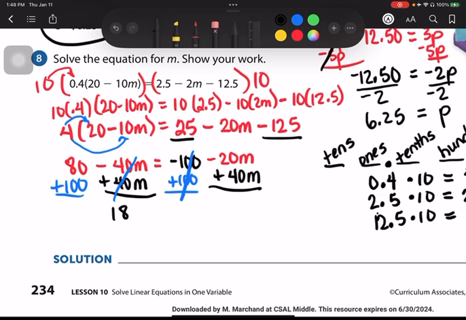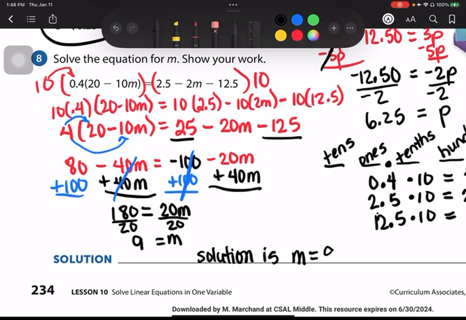So this gives me 180 equals a positive and a negative. Subtract, take the sign of the larger absolute value. It's 20m. Divide both sides by 20. M equals 9. Okay, therefore, the solution is M equals 9.